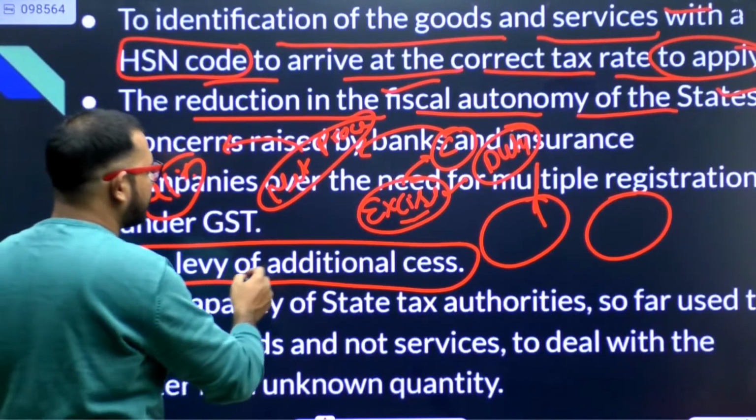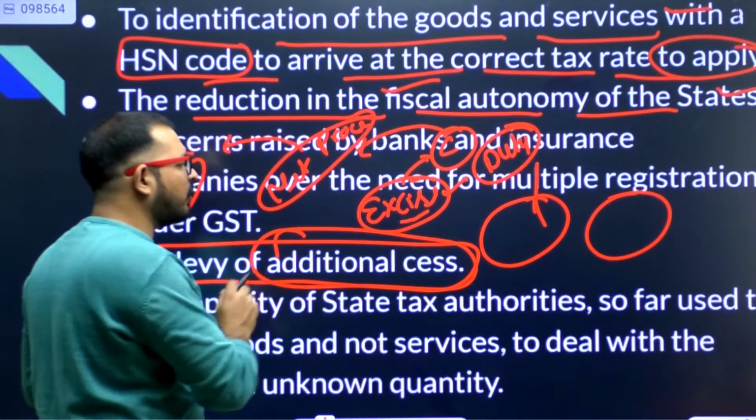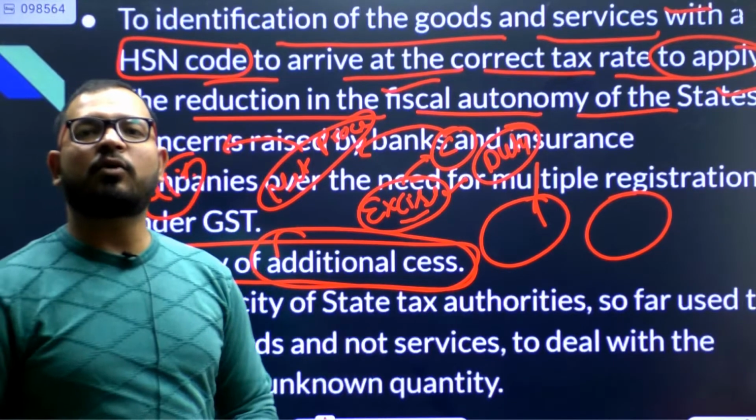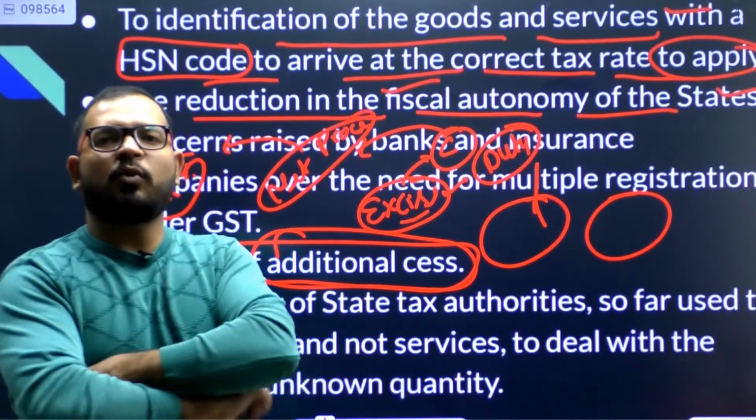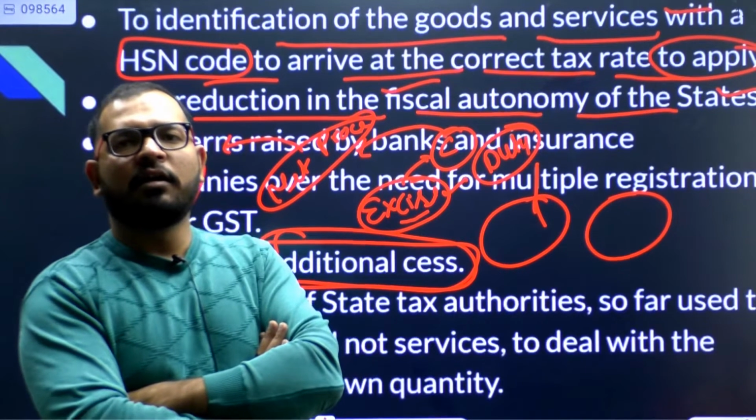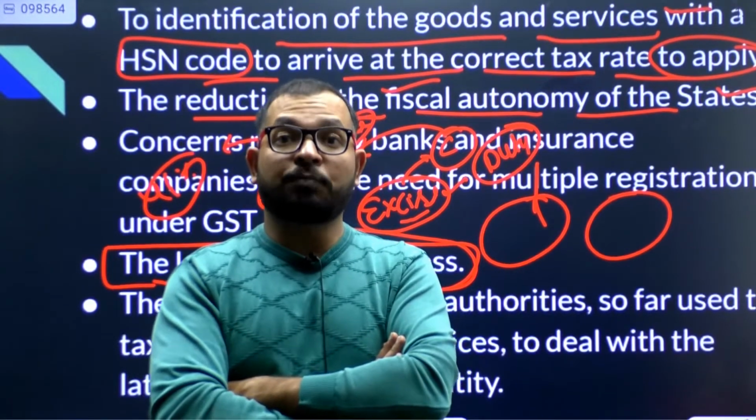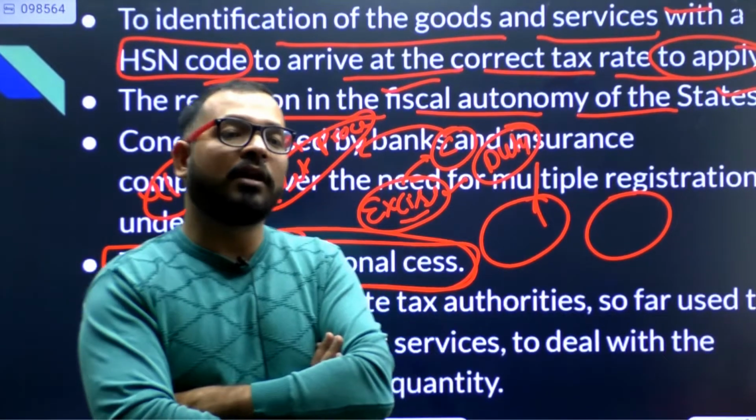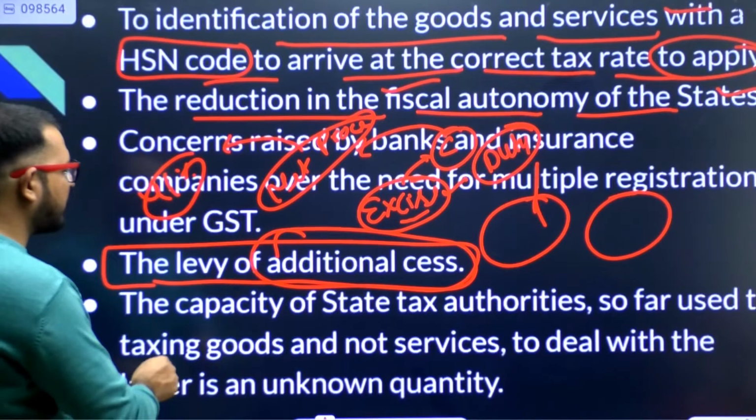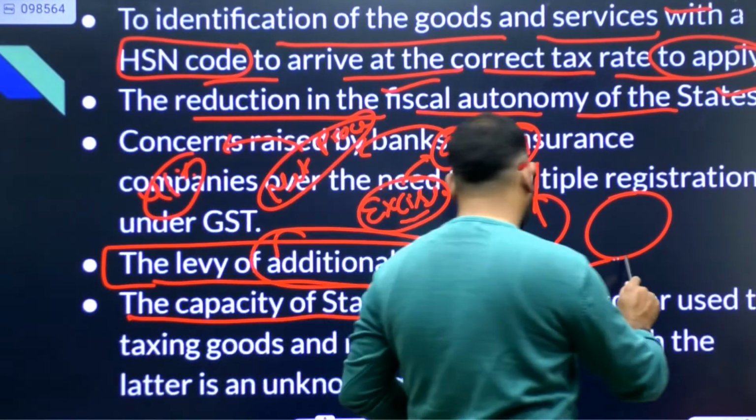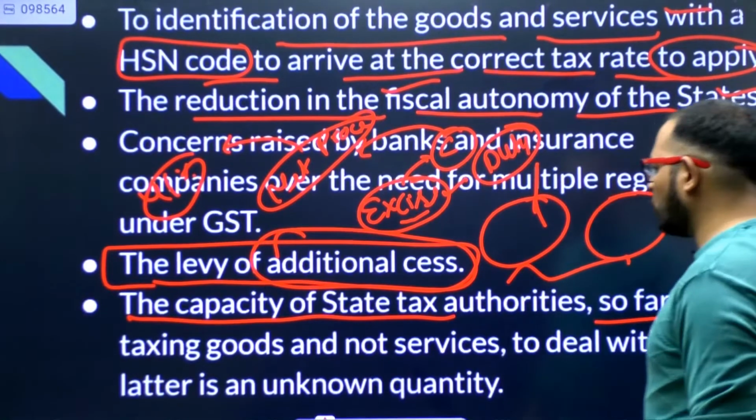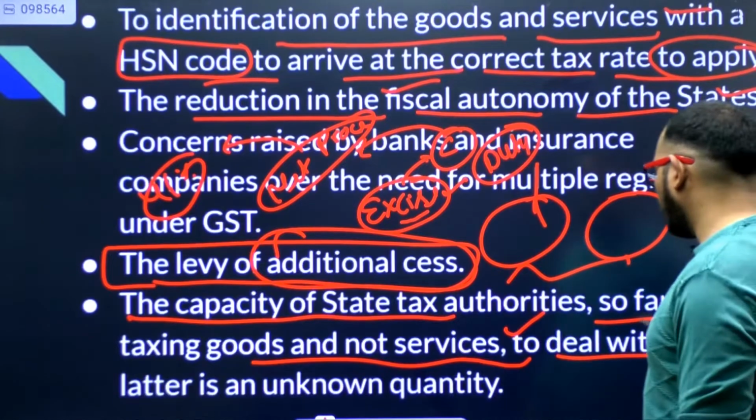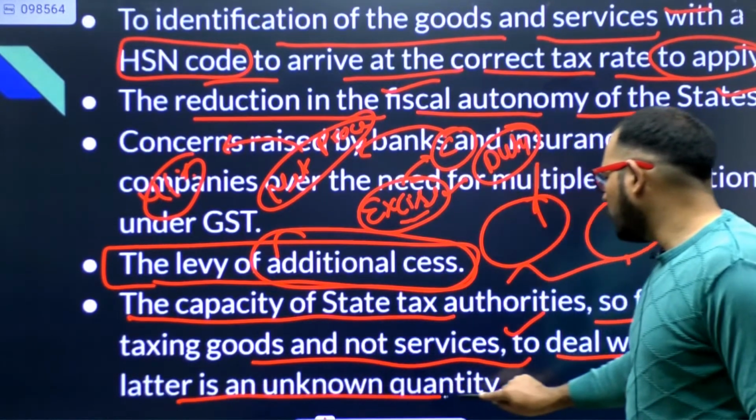Levy of the additional cesses. Now additional cesses will totally go to the center, not to the state. That's why the state was crying. Even when petrol was sold at more than 100 rupees per liter, the state was not getting enough money because the center was holding the money. The capacity of the state tax authorities so far was used to taxing goods, not services.